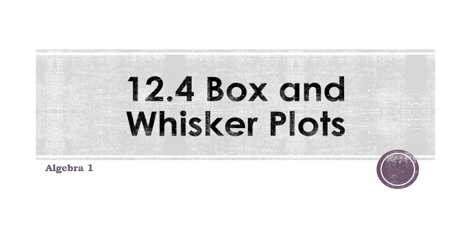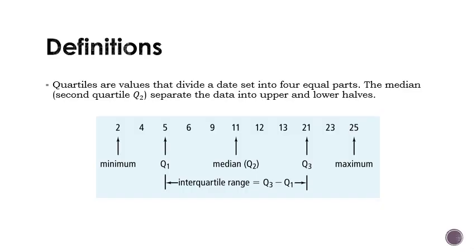Okay, so here we have 12.4 box and whisker plots, and we're going to start with some definitions. Quartiles are values that divide a data set into 4 equal parts. The median, which is called the second quartile, Q2, separates the data into upper and lower halves.